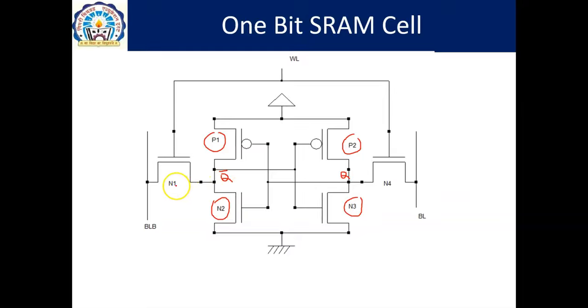And the transistors N1 and N4 are called as access transistors, where the gate of these transistors are connected to word line, that is WL. If I want to write a data into the memory, the word line must be connected to 1 so that N1 and N4 will be on, and whatever the data that is present on the bit line will be written into the memory. We'll use this schematic in order to draw the layout in the Microwind.